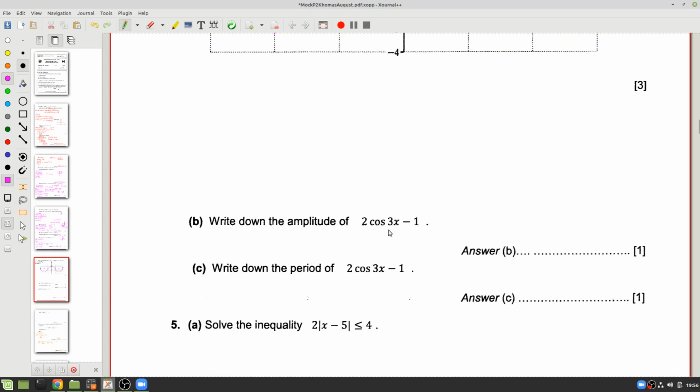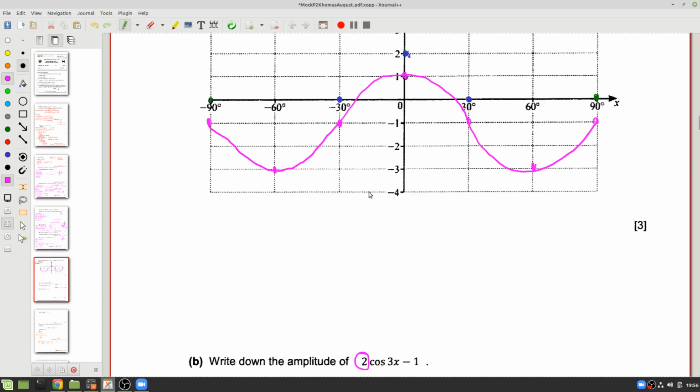Now on the amplitude of 2 cos 3x minus 1: the amplitude is this value here, so that's just 2. If we didn't know that value, and we were given a graph but not an equation, then amplitude is equal to the maximum value minus the minimum value, divided by 2. In this case the maximum value is 1 and the minimum value is negative 3. 1 plus 3 is 4, and 4 divided by 2 is 2. Perfect.